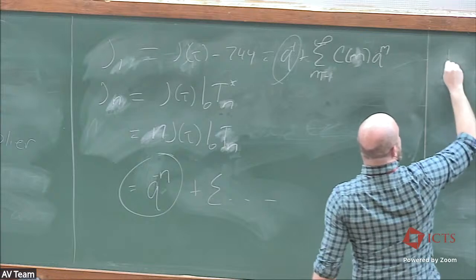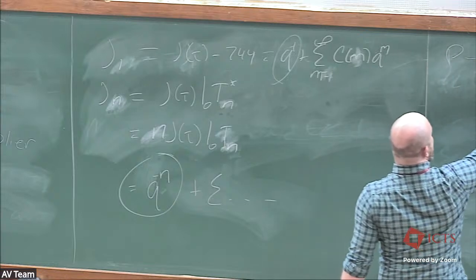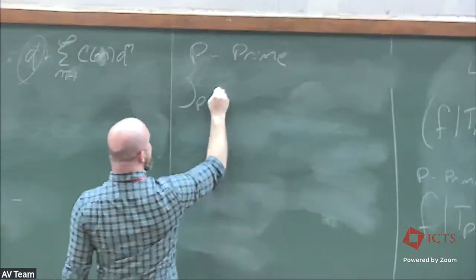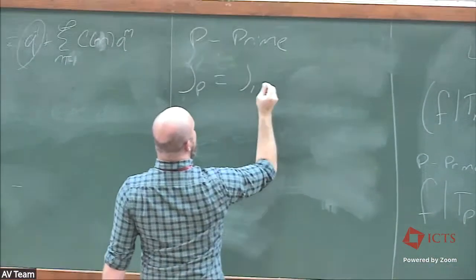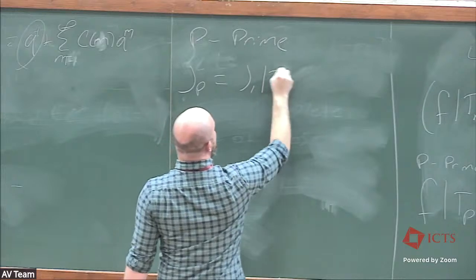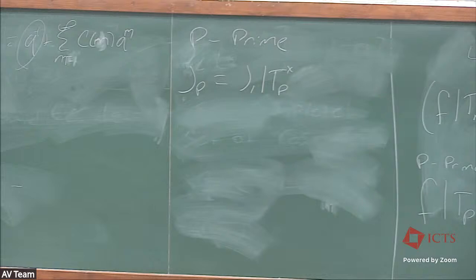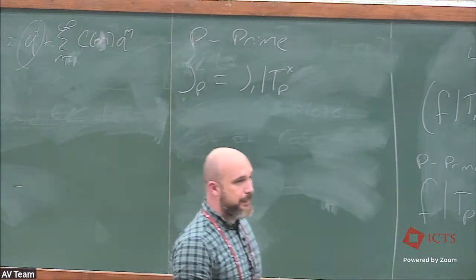So once again, p is some kind of prime. And let's look at j_p, which is going to be, again, our original j_1 function, and we act on this with the T-star Hecke operator.